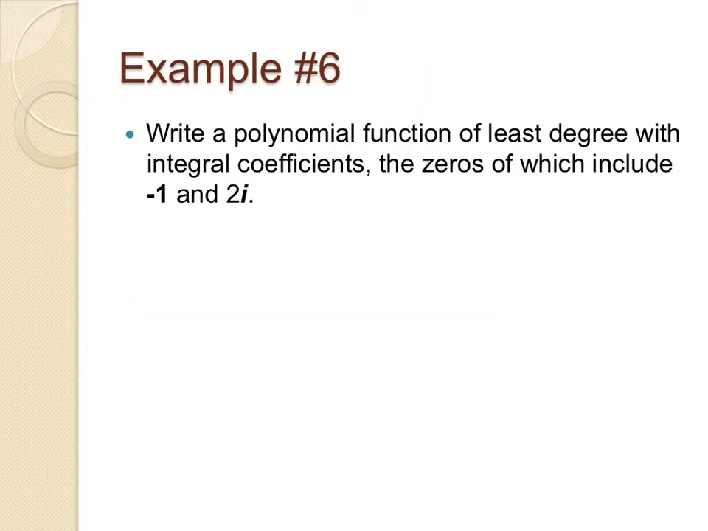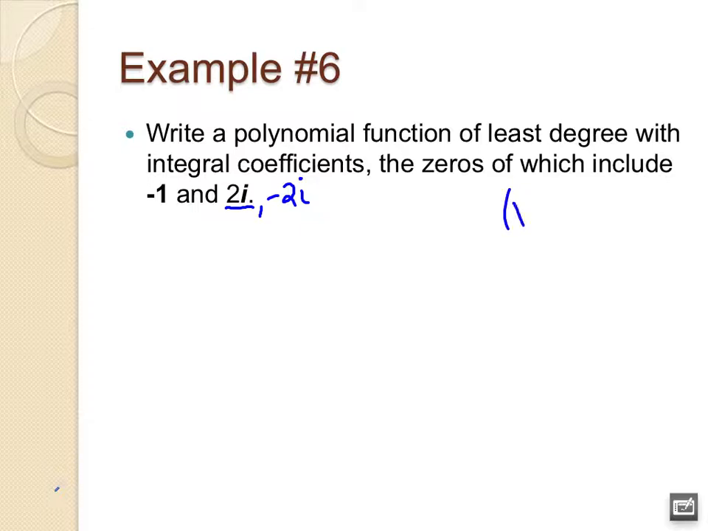So here's the example. It says, write a polynomial function of least degree with integral coefficients, the zeros of which include -1 and 2i. Okay, the complex conjugate theorem just told us that imaginary or complex zeros come in pairs. So if 2i is one 0, then -2i is another 0. So I have 3 zeros.